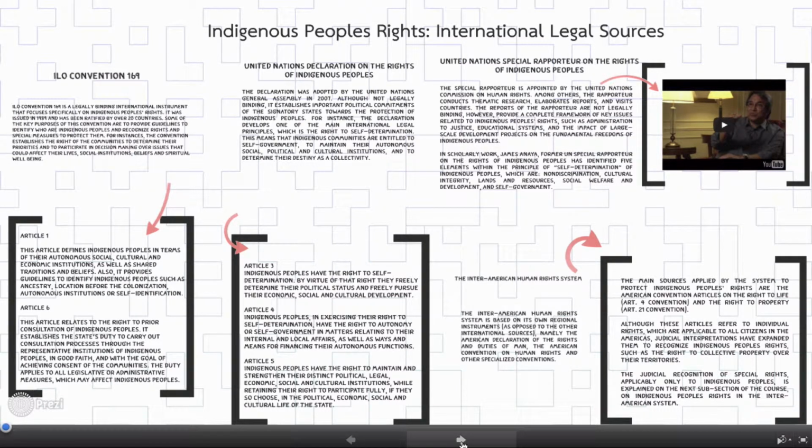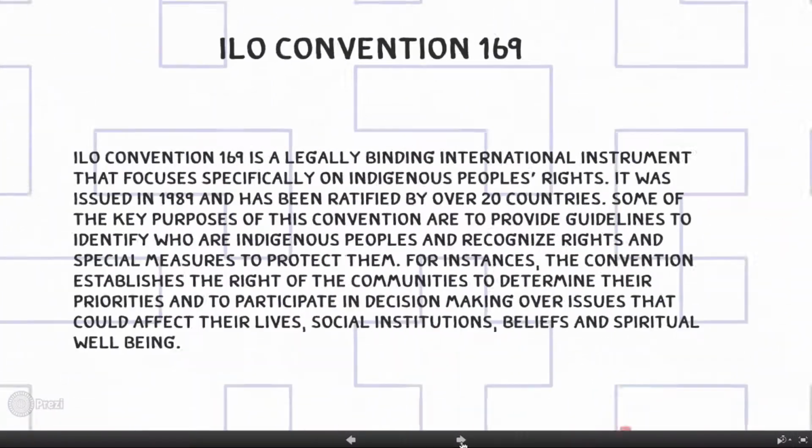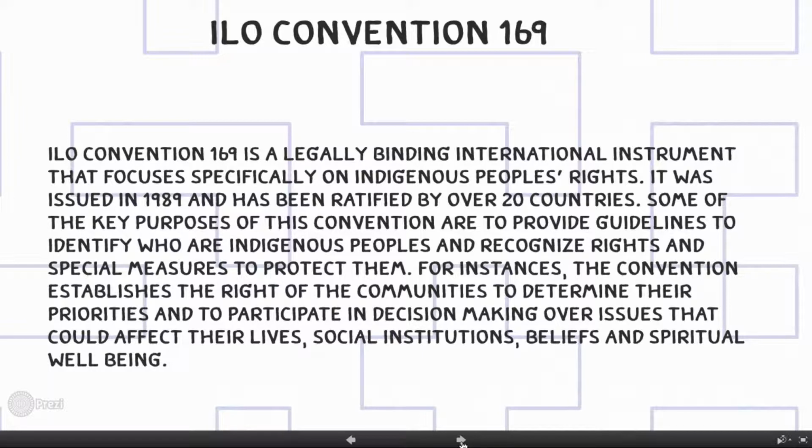This presentation will give you an overview of the main international legal sources on indigenous peoples' rights. First, ILO Convention 169 is a legally binding international instrument that focuses specifically on indigenous peoples' rights. It was issued in 1989 and has been ratified by over 20 countries.